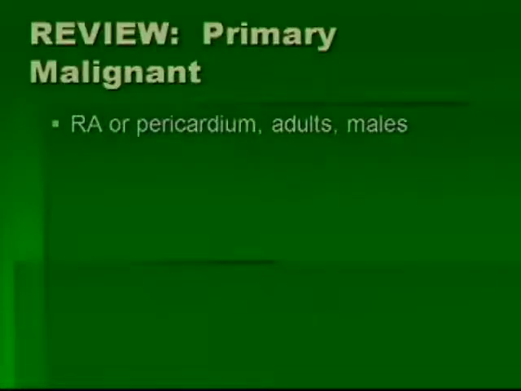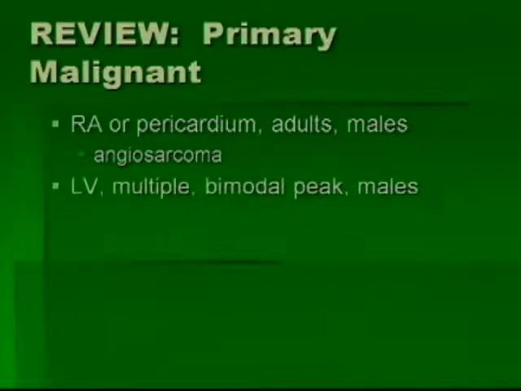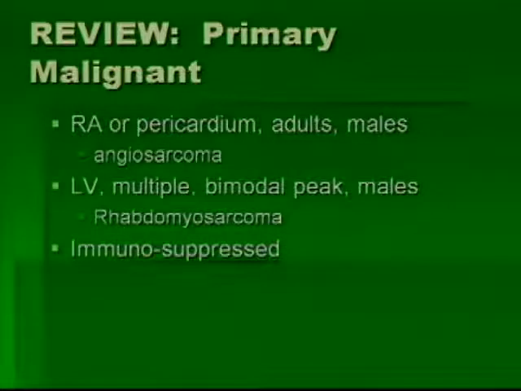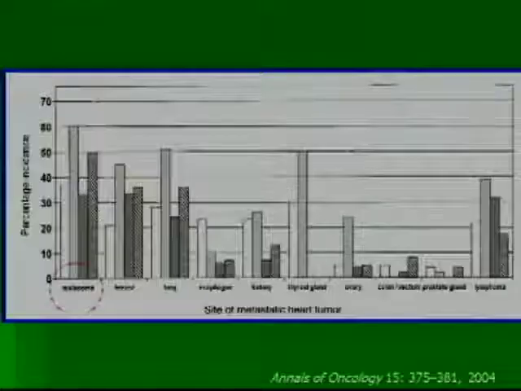So let's review primary malignant tumors. Which tumor arises more often in the right atrium or the pericardium, occurs in adults, and has a male predominance? That's angiosarcoma. Which tumor occurs in the left ventricle, can be multiple, has a bimodal peak, but also occurs with a male predominance? Rhabdomyosarcoma. Which one occurs in patients who are immunosuppressed and the incidence is increasing? Primary cardiac lymphomas.